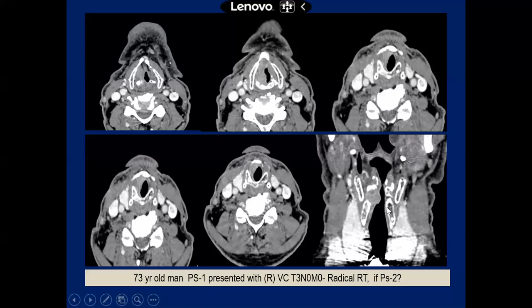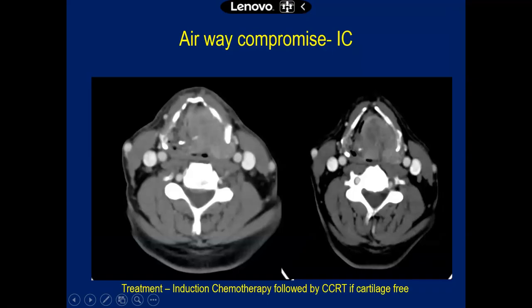Okay, on the left side you are not seeing any soft tissue here, but this is the cricoid cartilage. You can make out soft tissue here. It means a subglottic extension is present. That is one of the important points, so that's how you look at a coronal view. So it is a T3 disease, or T4A, but if the cartilage is intact, you can consider that patient for chemoradiation. Now, a few tricky situations like airway compromise.